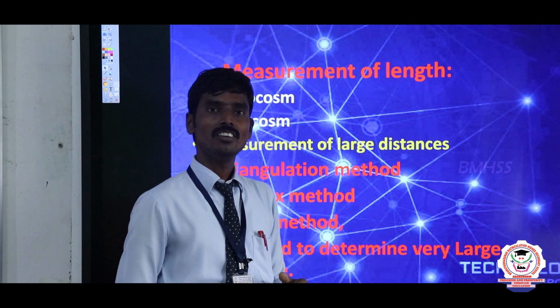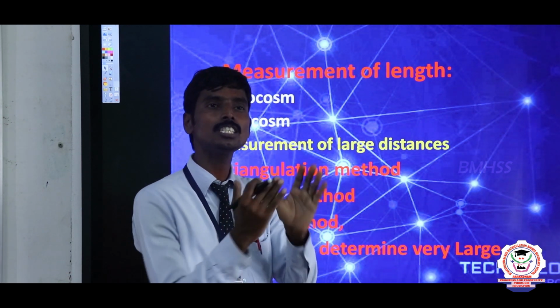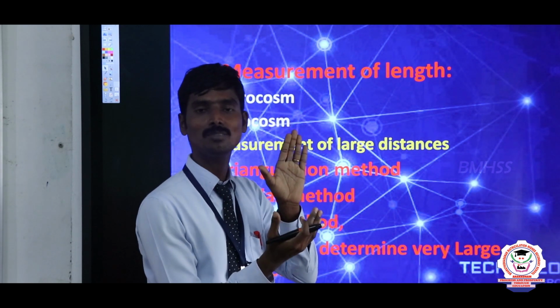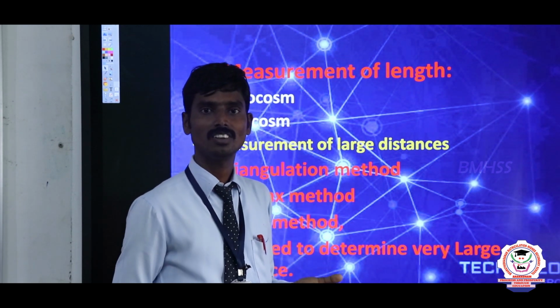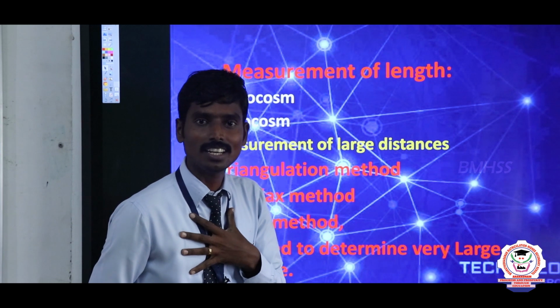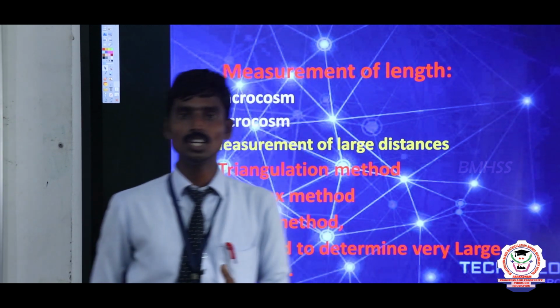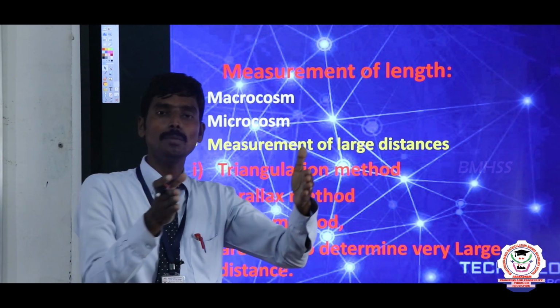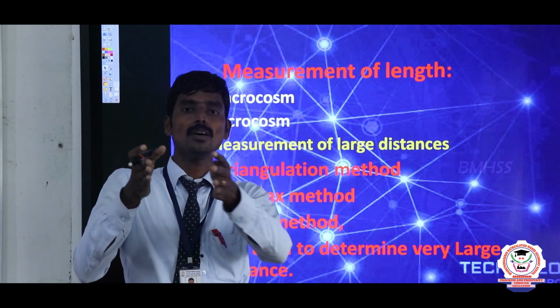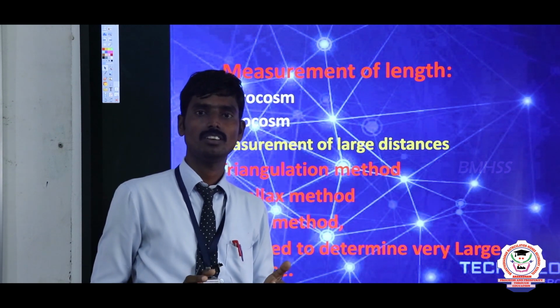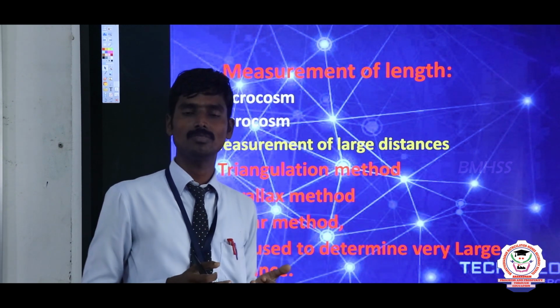The next one is measurement of large distance. Sir, how to measure the distance between two planets? Using our meter scale? It is impossible. How to measure? Direct method, for example the meter scale. With a meter scale it can be measured only in the 10 power minus 3 to 1 meter range, for example 1 millimeter to 1 meter.